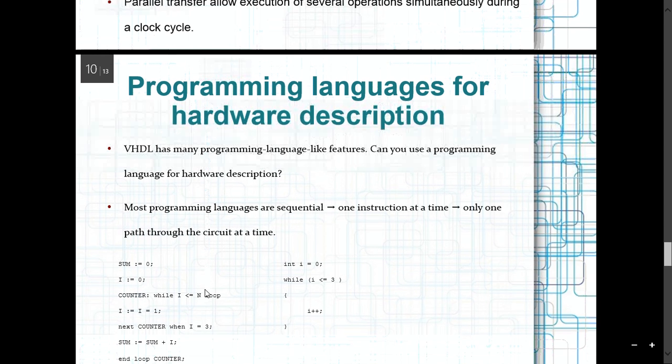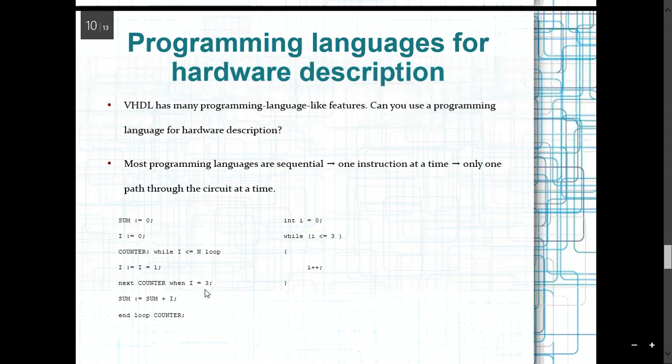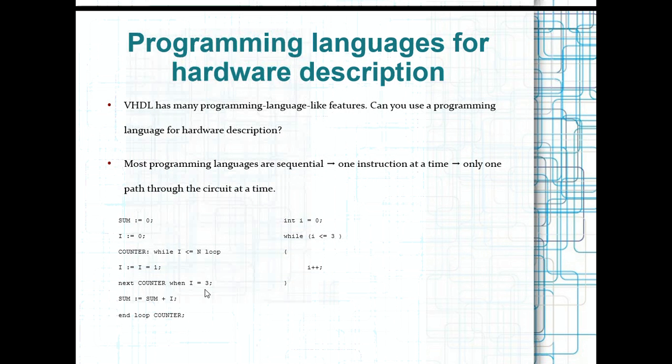So let's now move on to: can we use programming languages for hardware description? VHDL has many language features that a programming language would have. As stated before, we have data types, functions, procedures, and control statements that can be represented in programming languages.